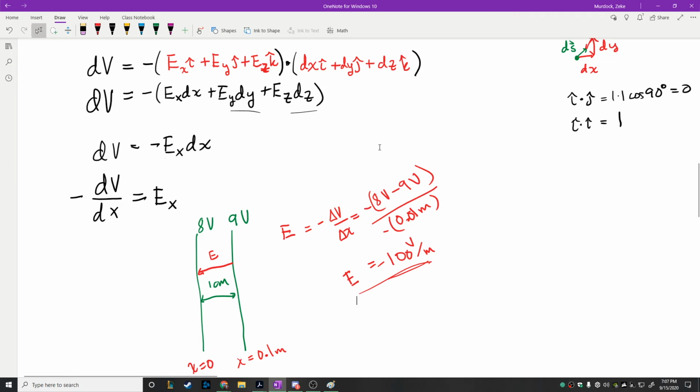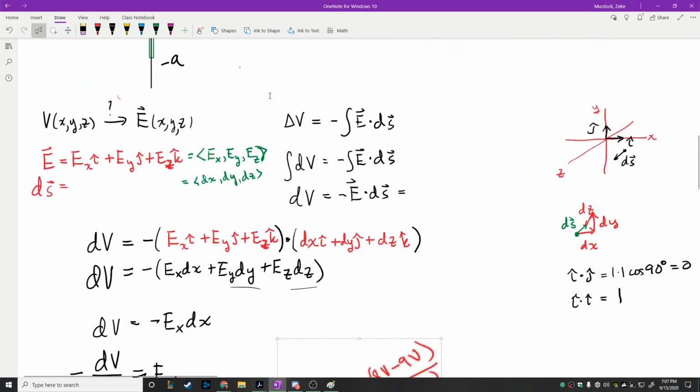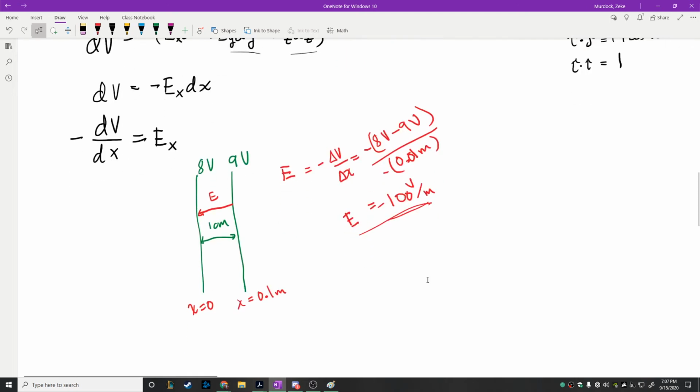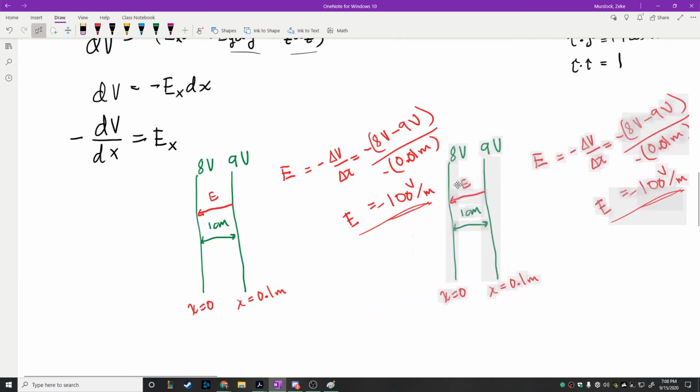Potential is energy per unit charge. Electric potential is energy per unit charge. I don't know if that answers your question. Or this is really what it is: it's the line integral of E dot ds. I don't think that tells you much. But, okay, let me just move this stuff off to the side so we can keep doing the problem.